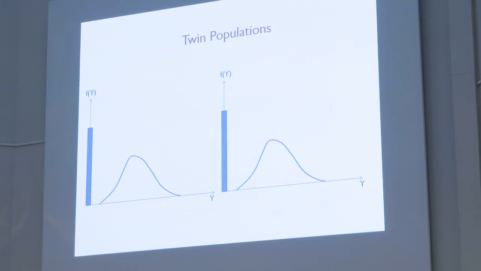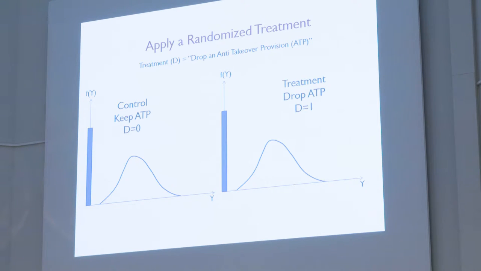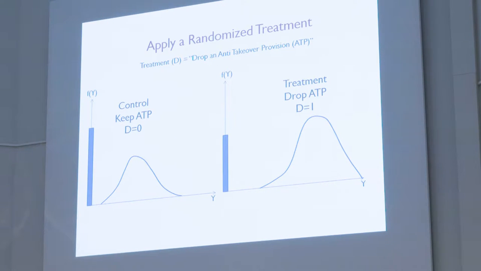Okay, so suppose that we had two twin populations, same distribution, same population of firms in this type of world, and we apply a randomized treatment. To some of them, we ask them to keep their anti-takeover provisions. To some of them, we force them to drop their anti-takeover provisions.